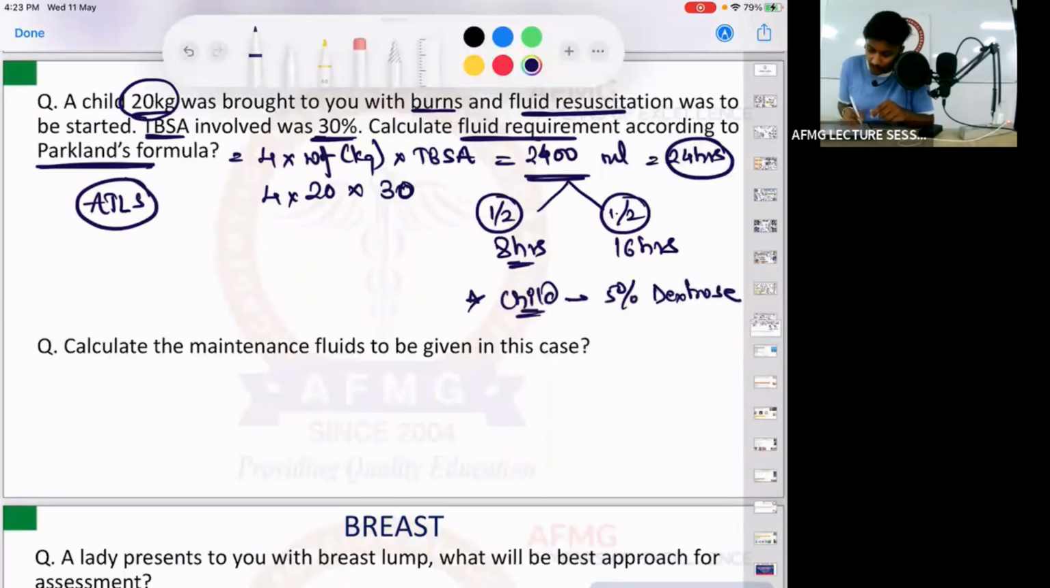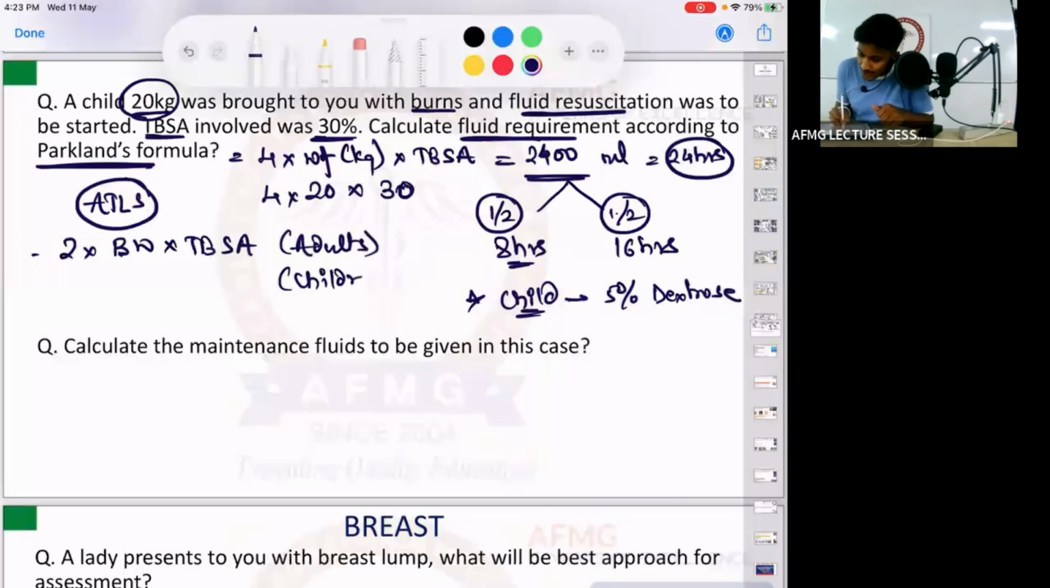According to ATLS protocol, what is the formula? Quickly. For adults it is 2 into body weight into total body surface area of burns. This question has come before and everyone used Parkland. If ATLS is mentioned, the formula is 2 into body weight into total body surface area of burns. If they say children, then the multiplier would be 3 into body weight into total body surface area of burns.